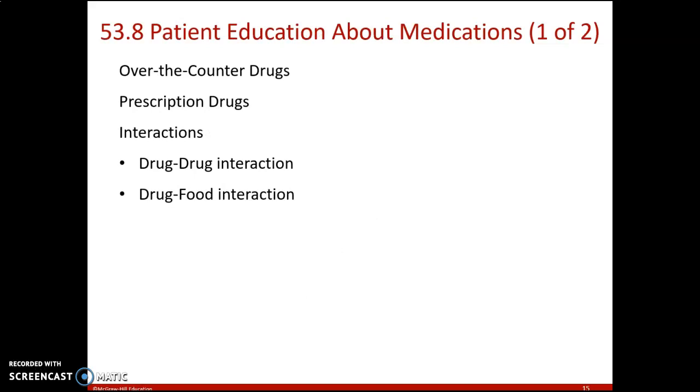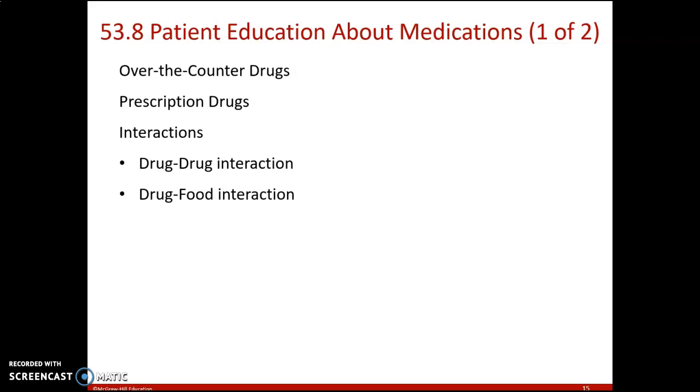Patient education about medications. As a medical assistant, you play an important role in educating patients, especially if you're administering medications. So you should always give patients information about the drug that you're administering, as well as if they're taking any over-the-counters they might have questions about, you can inform them on that as well. You should inform them about drug-drug interactions or drug-food interactions. There are some medications that you have to keep away from certain foods. And again, if you have any questions, you can always reach out to your pharmacist or your provider.